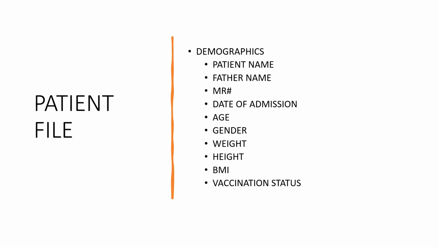The first part is considered demographics. Demographics include the patient name with the father's name, the MR number, the registration number which the patient gets at the registration desk at the time of admission to this hospital, the date of admission, and age. If reported in months, then you have to report in months. If reported in days, report it in days. And if reported in years, report it in years. The gender, either a boy or a girl. Weight, most of the time reported in kgs, not in pounds. Height, most of the time reported in centimeters, not in inches. The BMI, and the vaccination status.